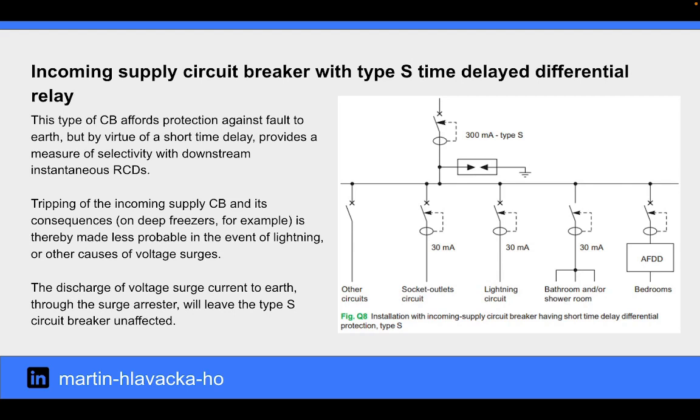An incoming supply circuit breaker with type S time delayed differential relay. This circuit breaker affords protection against fault to earth, but by a short time delay provides a measure of selectivity with downstream instantaneous RCDs. Tripping of the incoming supply circuit breaker and its consequences is thereby made less probable in the event of lightning or other causes of voltage surges. The discharge of voltage surge current to earth through the surge arrestor will leave the type S circuit breaker unaffected.